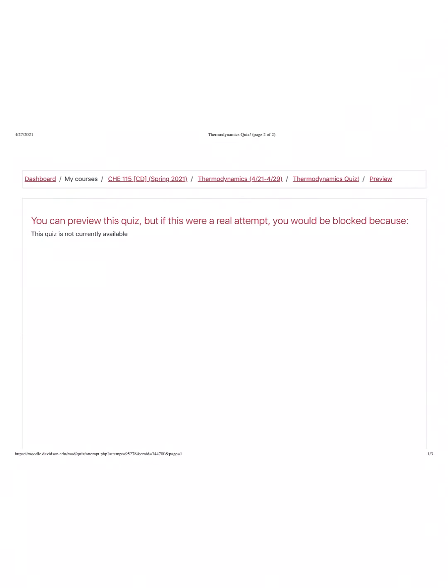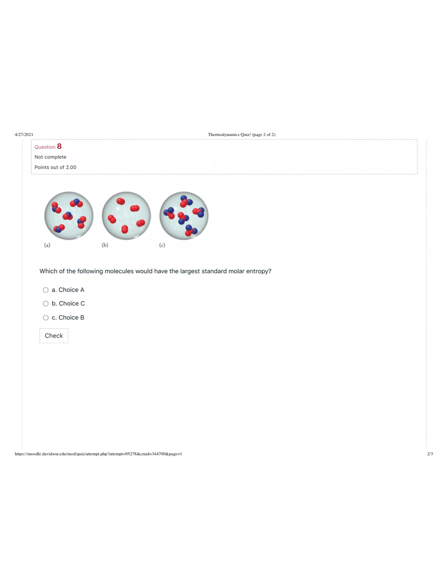Finally, why not? We're here. Let's look at the last couple ones. Which of the molecules has the largest standard molar entropy? We had several rules in our videos that dictated the relative standard molar entropies of different substances. One of those was the more complex the molecule is, the more ways it can rotate and vibrate, and so it will have a higher standard molar entropy. C is our most complicated, our largest molecule, so C would be the winner here.